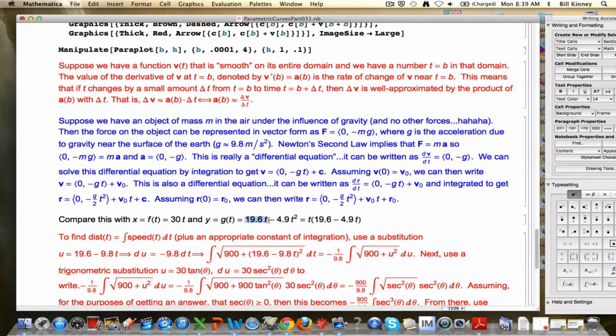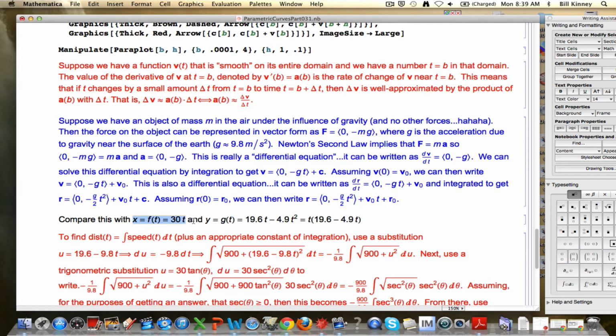Where does the 19.6t come from? It comes from the initial velocity vector times t. So evidently the initial velocity vector has a second component of 19.6 meters per second. The r0 for the second component is 0, and for the first component as well. There's no constant term in either case. r0 is the 0 vector in this case. We start the motion at the origin, in fact.